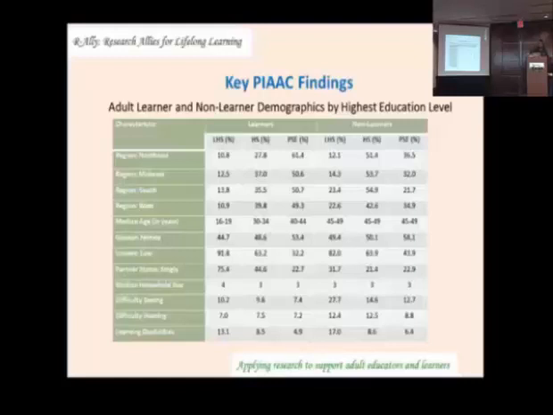A few demographic pieces of information about learners and non-learners that we would like to pass along. One of the things that we noticed when we looked regionally in the United States is that there tended to be higher proportions of learners in the Northeast and the Midwest, and higher proportions of non-learners in the South and the West portions of the country. And again, I realize you can't read the numbers, but I'll just give you a little bit of the information here as we go.